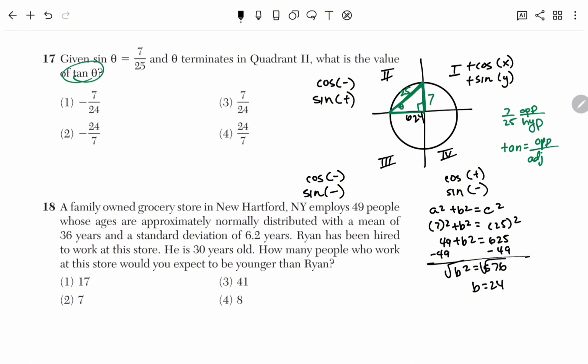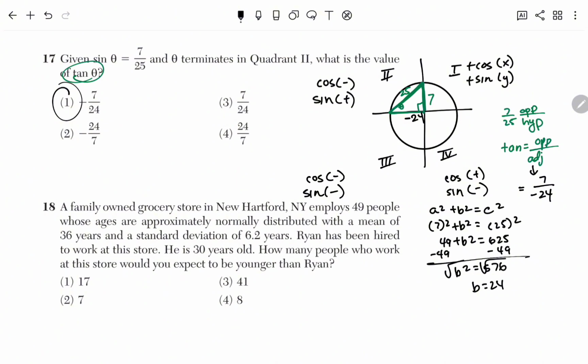Now, remember our locations. In quadrant 2, our cosine is negative. So it's going to be a negative 24. So when we write our tangent, it's going to be opposite is 7 over negative 24. Which answer choice matches this? Answer choice number 1, and that is your answer.